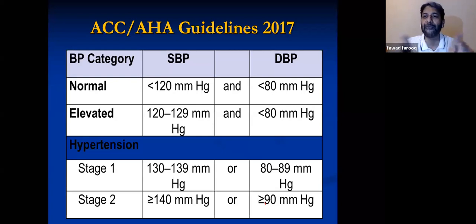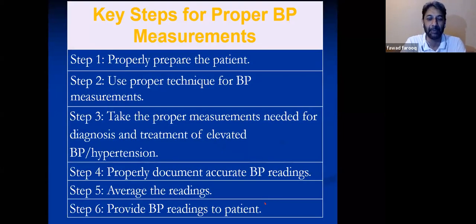Then with those follow-up readings, you have to make an average. And with this average, you have to place your patient, whether he's normal, elevated, stage one, or stage two. And along with staging this patient with these blood pressure numbers, you have to assess his comorbidities to decide whether you can start drugs or not. That you'll see later in the presentation.